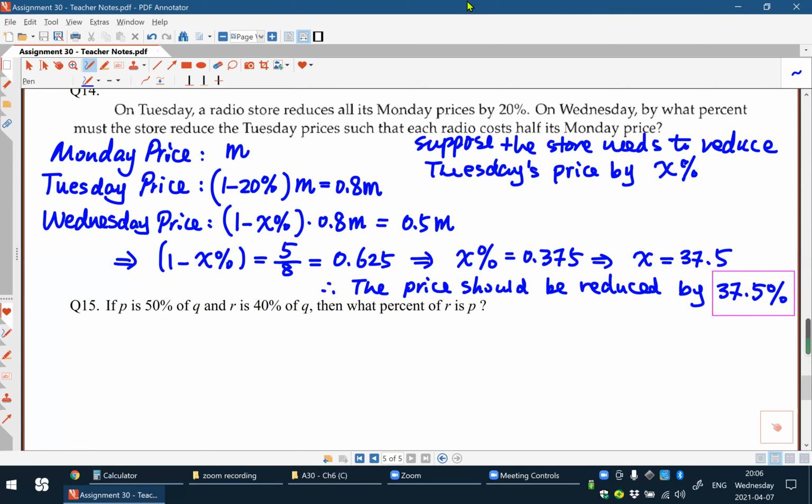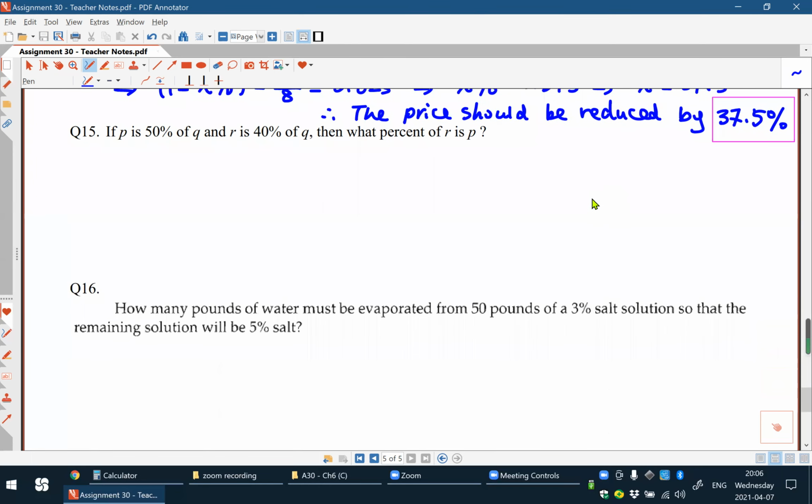No questions? Okay, let's see the next one. If P is 50% of Q and R is 40% of Q, then what percent of R is P? Okay, so basically we know the relationship between P and Q and R and Q, and we want to establish the relationship between R and P, right?